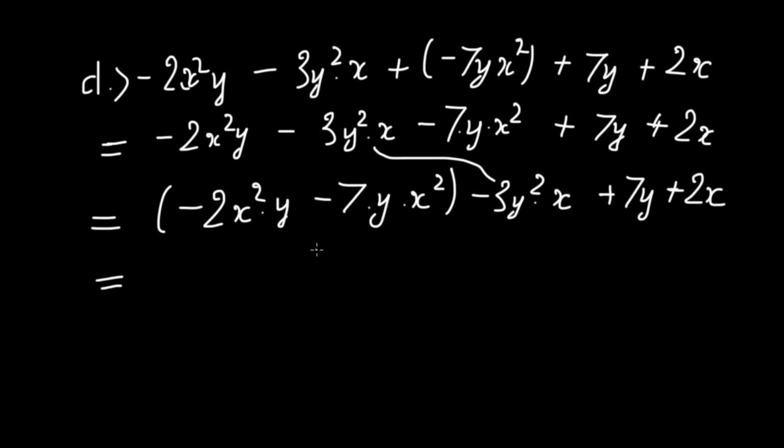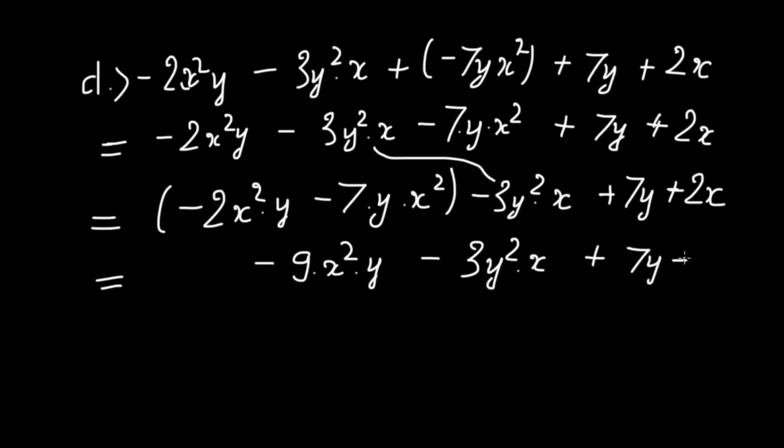Now you see, you can combine these. The result is negative 9 times x squared times y, subtract 3 times y squared x, plus 7y plus 2x. Now, this is a good result, but you can simplify further by factoring. You see, you get some common factor here: negative 3 outside, and then x and y, x times y.